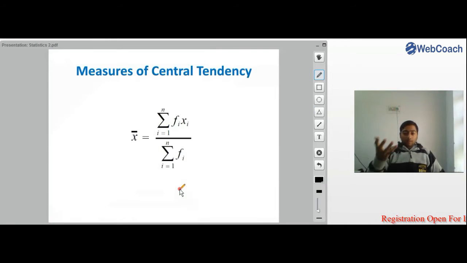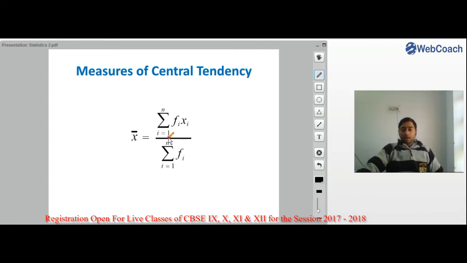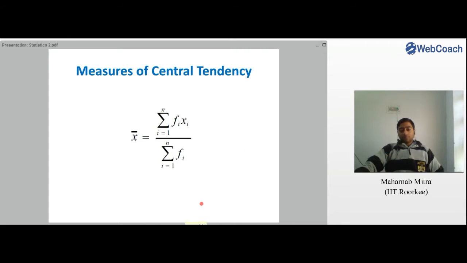So this is how you can find out the mean, and you can write the formula of the mean in shorthand in the same fashion: summation of fi xi, where i varies from 1 to n, divided by the summation of all the frequencies, where i varies from 1 to n once again, right? Because here you have n observations, and of course for n observations you must have n frequencies. So this is a shorthand representation of mean, or finding the average.